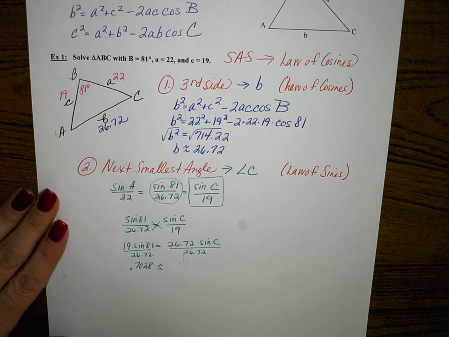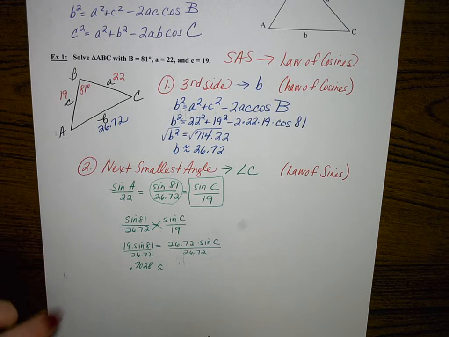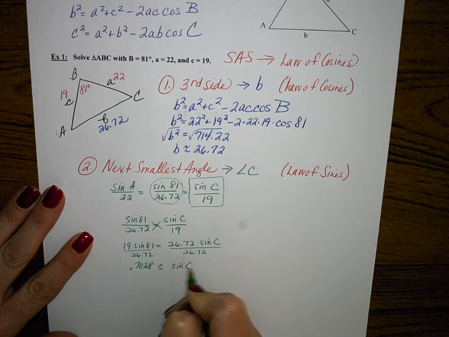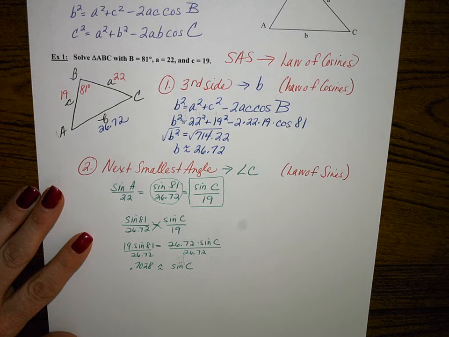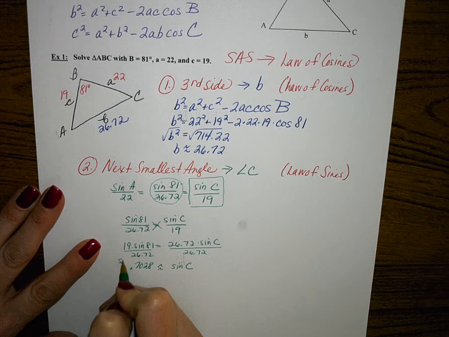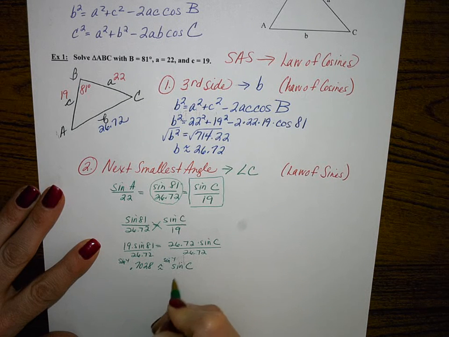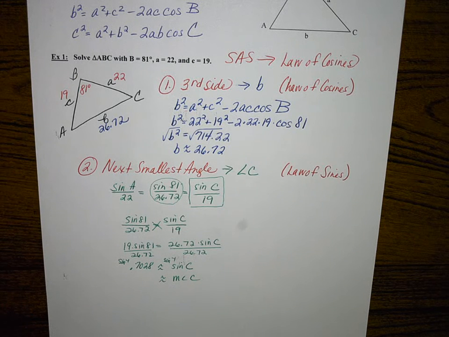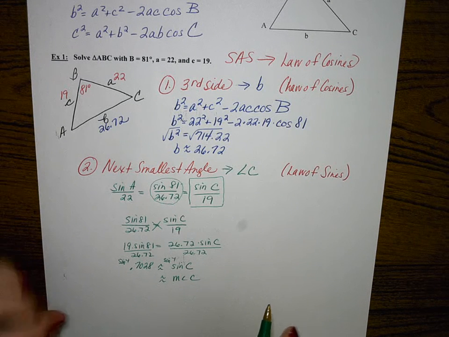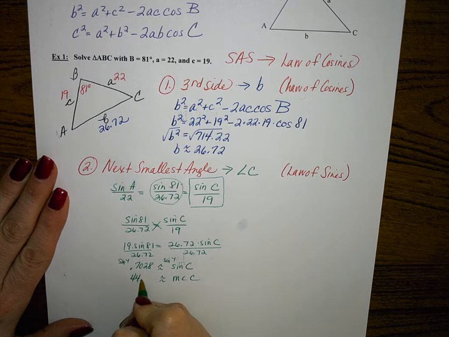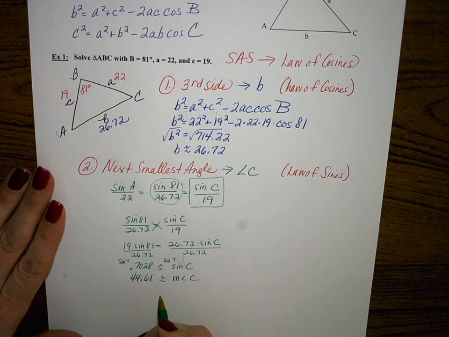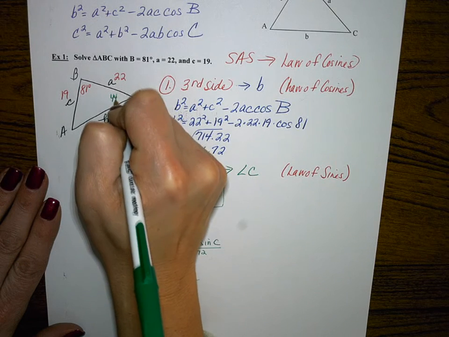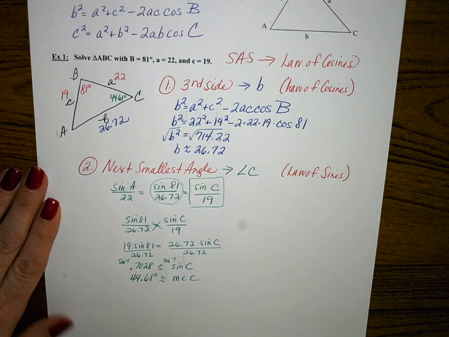Okay. All right. Now, that's equal to what, though? That's equal to the sine of angle C. So how do I actually find angle C? Inverse sine. All right. So the measure of angle C is approximately how much? How much do we get when we take the inverse sine of that value in your calculator? 44.61. Do we agree with that? Yep. All right. So angle C is about 44.61 degrees.